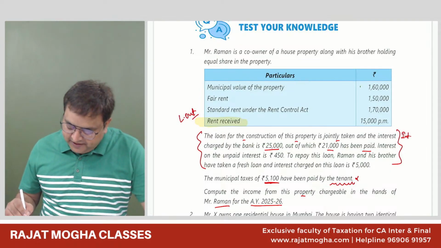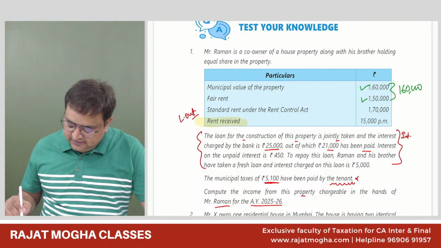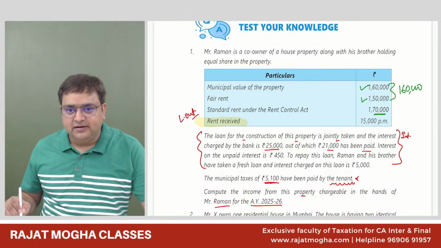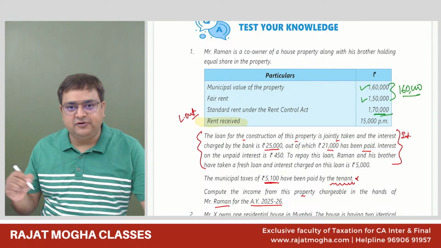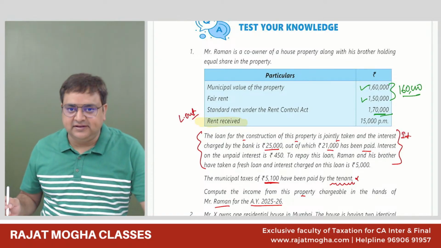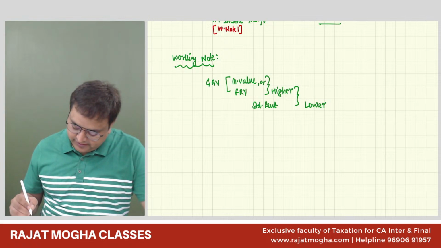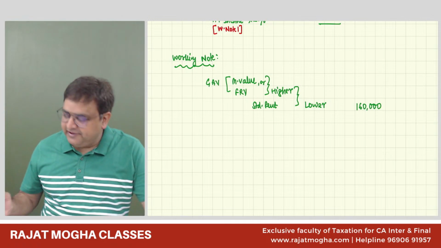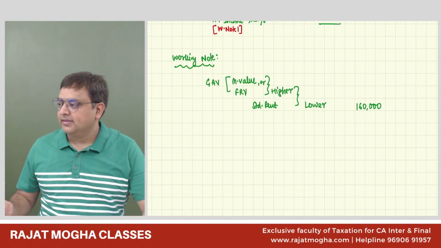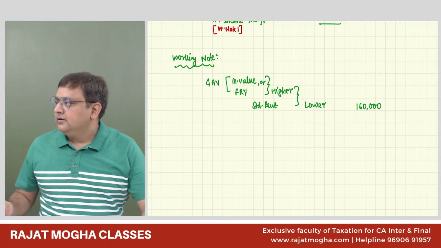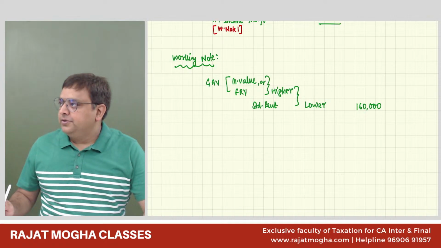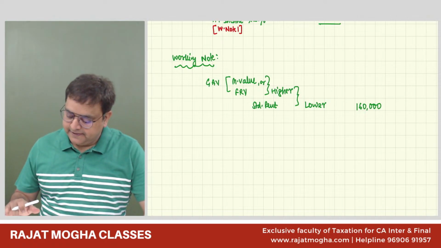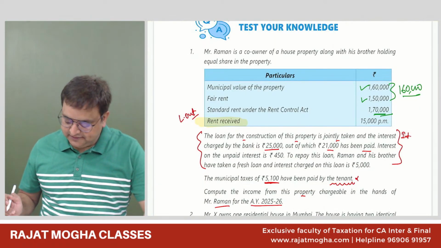Municipal value of the property is 160. Fair rent is 150. So whichever is higher is 160. Standard rent is 170. 160 and 170, whichever is lower. So it would be 1,60,000 rupees. Everybody is okay with this 160? Yes, sir. Good.